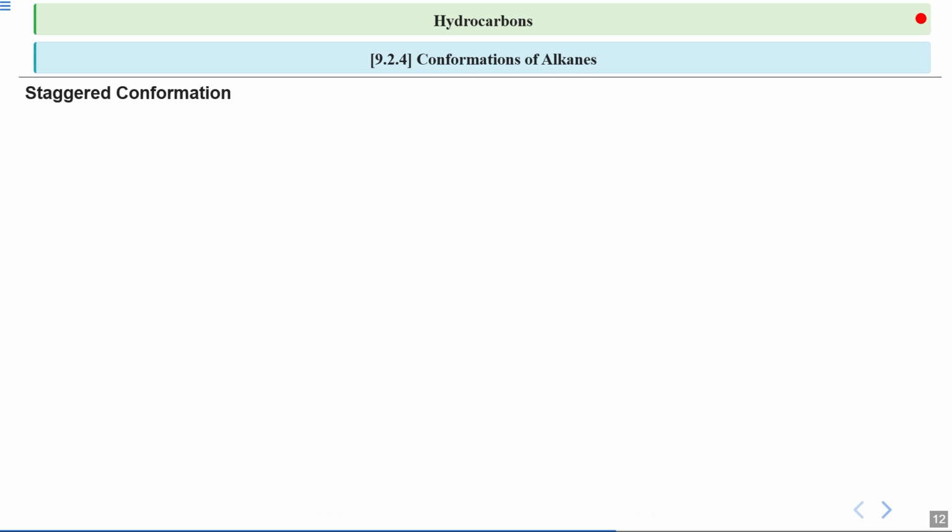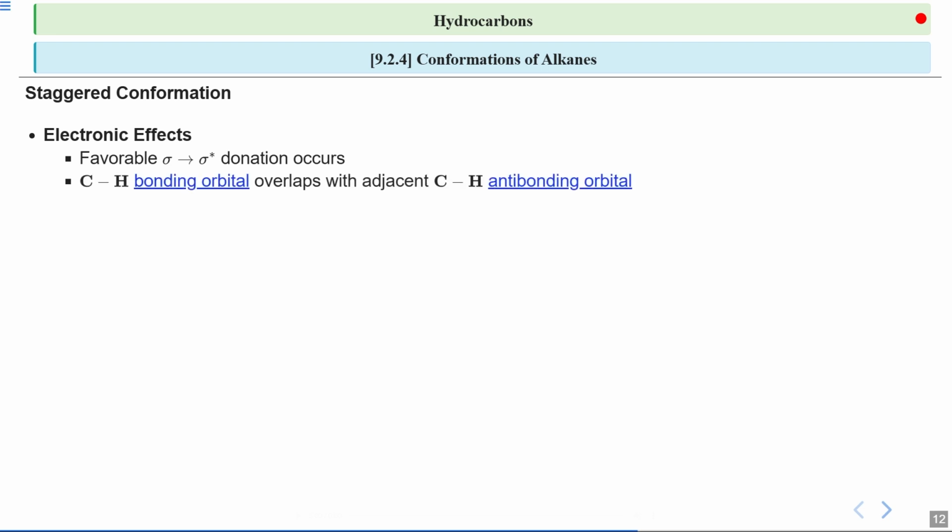Now we will move on to the staggered conformation further. Let us explore the electronic effects associated with the staggered conformation. This will help us to understand why certain conformations are more stable than others. At this point, we see that the favorable sigma to sigma star donation occurs here. This is a type of electronic interaction that contributes to the stability of the staggered conformation. Basically, here we learn that the carbon-hydrogen bonding orbital overlaps with an adjacent carbon-hydrogen anti-bonding orbital. This overlap is crucial for the stability of the staggered conformation.